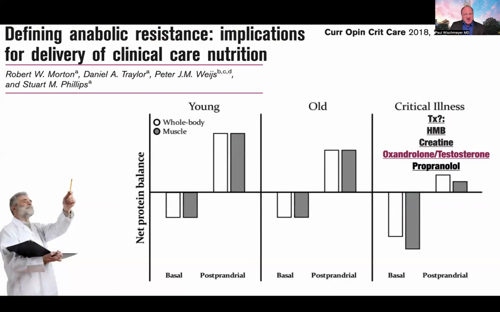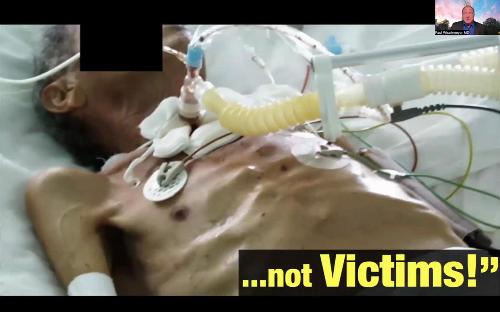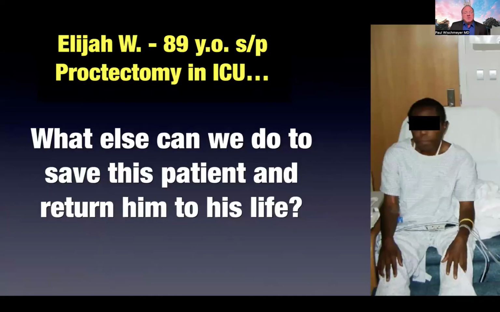And so we all are of the belief and have witnessed ourselves that it's going to take other agents, like we'll talk about today, HMB, creatine, testosterone, propranolol, and anti-catabolics, to actually optimally recover patients like Elijah and really all of our patients. Because again, our goal is to create survivors of our patients and not victims. And if we're going to do this for Elijah, what else can we do to save him and return him to the life he came to us to give back to him, to meet his granddaughter and go back to fixing his church?